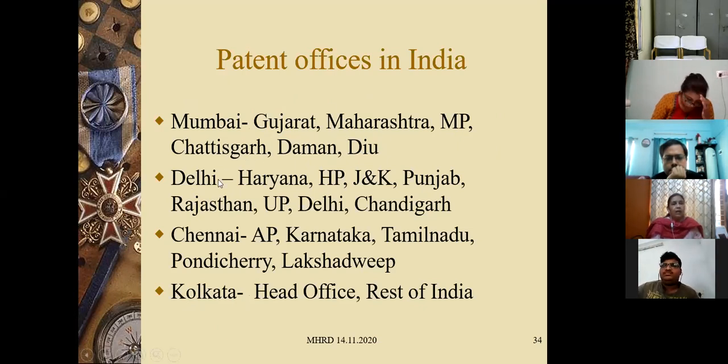these states. And for the Delhi office, the jurisdiction is Haryana, Himachal Pradesh, Jammu Kashmir, Punjab, Rajasthan, Uttar Pradesh, Delhi, and the other territory, Chandigarh. Chennai covers Andhra Pradesh, Karnataka, Tamil Nadu, even Kerala comes, sorry, then the Union Territories Lakshadweep and Pondicherry. Anything left out, the rest of India, is the jurisdiction area of Kolkata. All these 3 are invariably controlled from Kolkata only. So Kolkata is the head office.